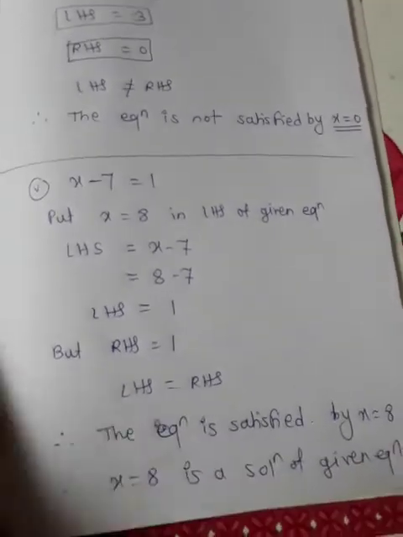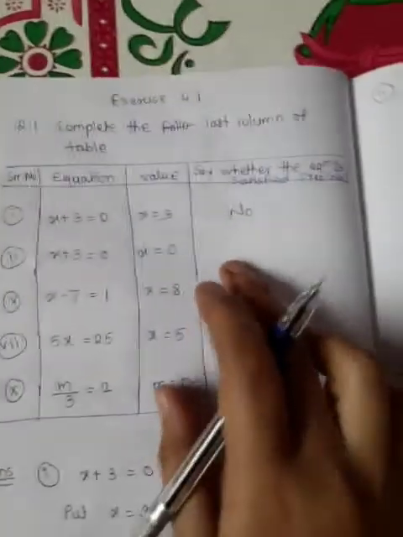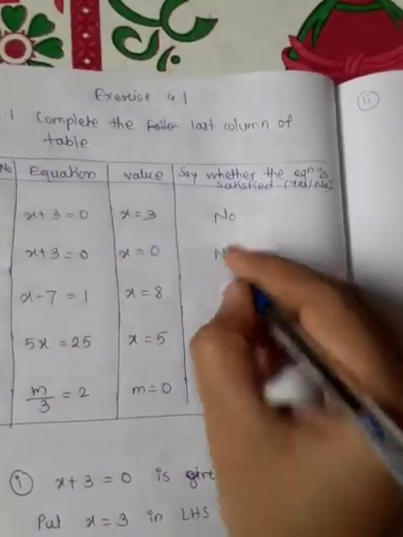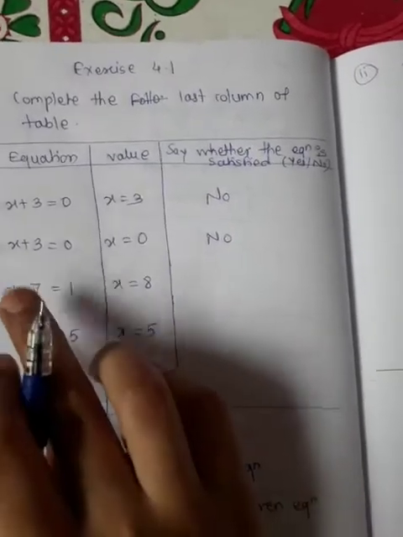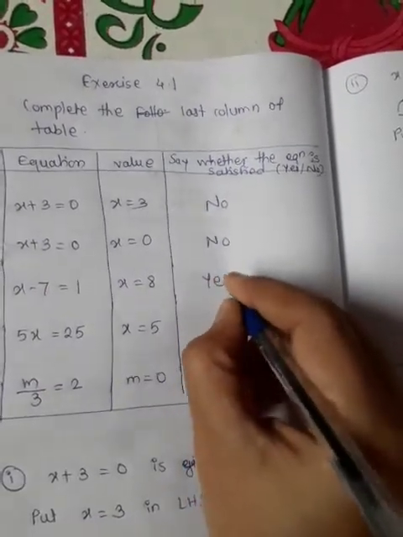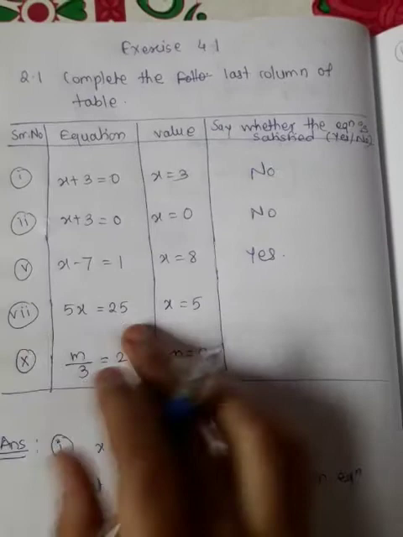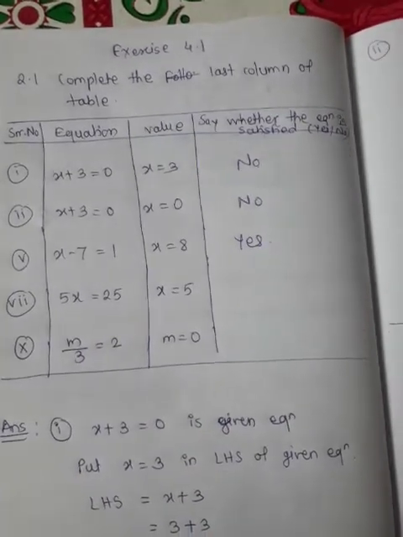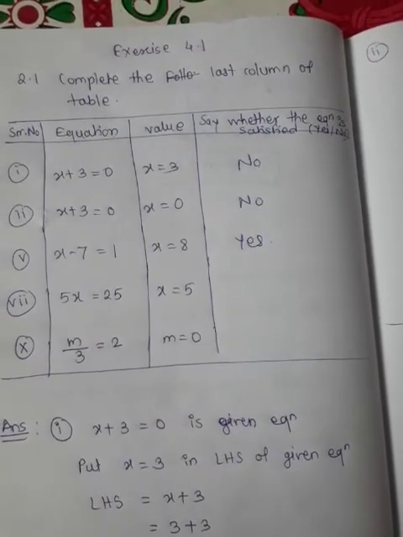Okay, so here in this table you must write "No", and for this, x is equal to 8 satisfies the given equation, write "S" here. Okay, now let's check the seventh sub-question, that is 5x. The given equation is 5x is equal to 25.